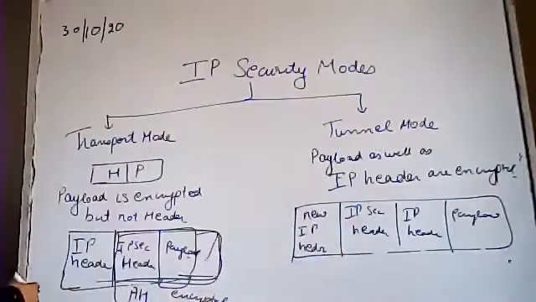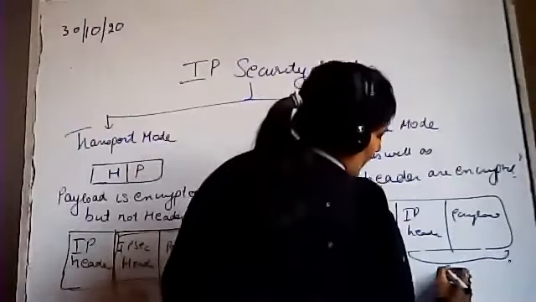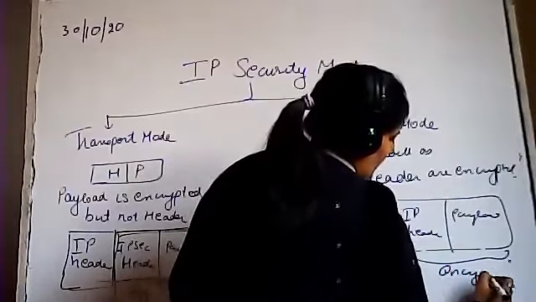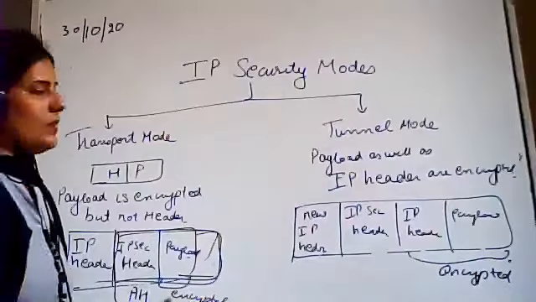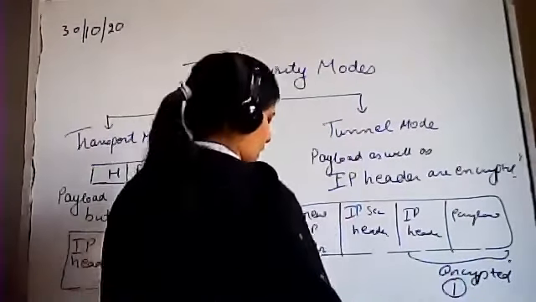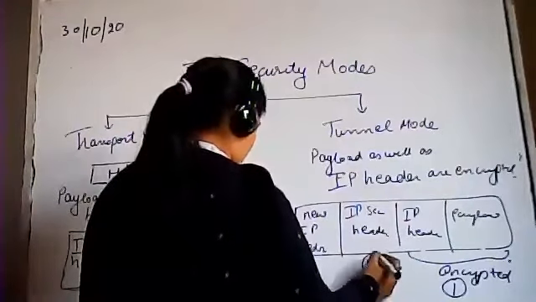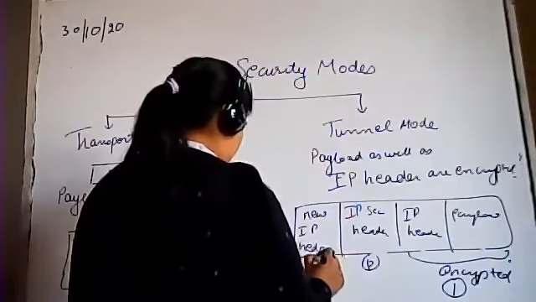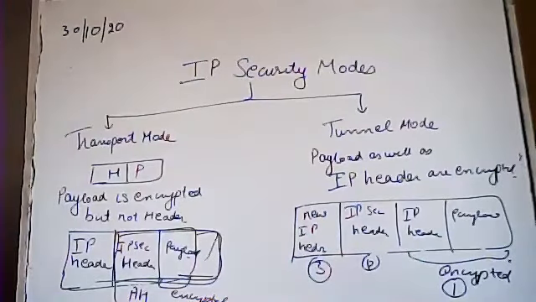Where has the insertion happened? We have inserted this particular header. Now we are encrypting both these things. The insertion is being done during the encryption part. We have inserted this particular header format and we have inserted this new IP header format also. So this is the tunnel mode.